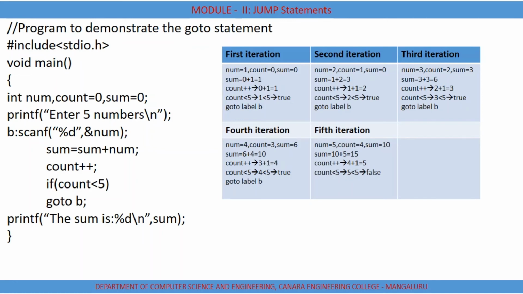So now again the control will come back to the scanf statement. Now the second number you have input, let us say as 2, will be taken as the value of num, and the same steps will be repeated until 5 inputs have been taken: 1, 2, 3, 4, 5. Once the limit goes more than 5, then obviously the goto b will not be executed and it will come out and directly print the sum. So this is how we are going to make use of the goto statement.